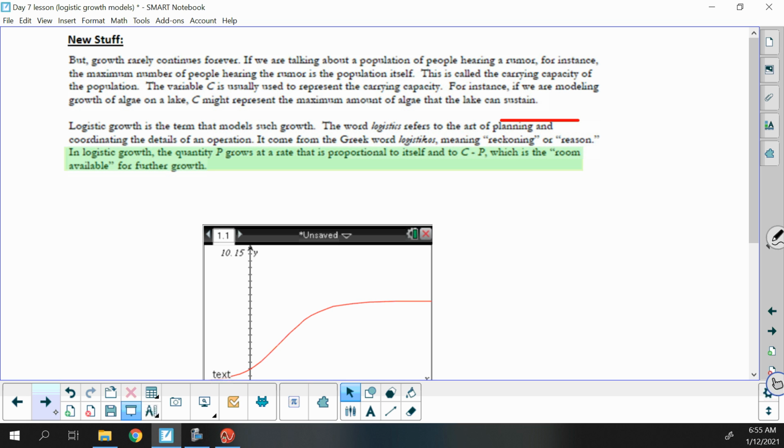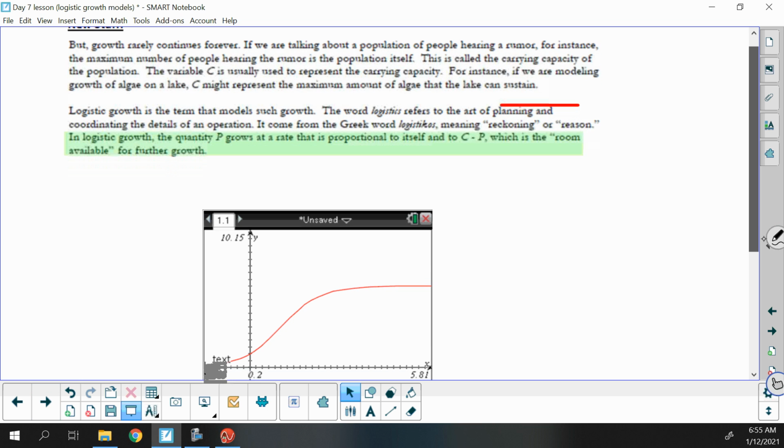So now our new stuff for today. In real life, there's not many things that will grow exponentially forever. Oftentimes things will start looking exponential, but will eventually level off. And that's what's called logistic growth. So logistic growth comes up in a lot of real life scenarios, and the one that we are experiencing currently is our pandemic.